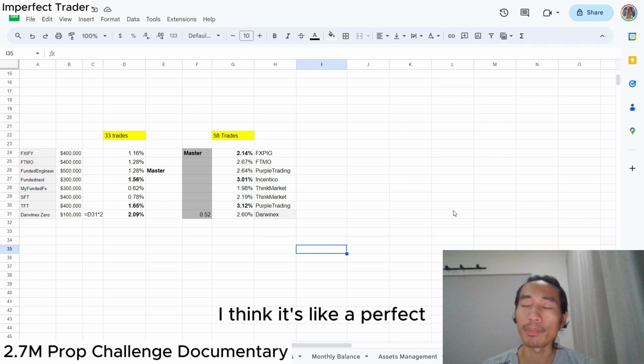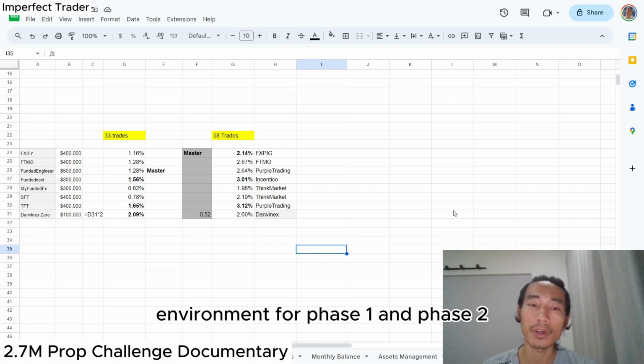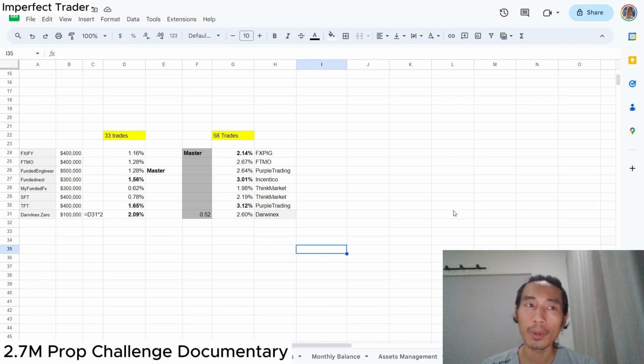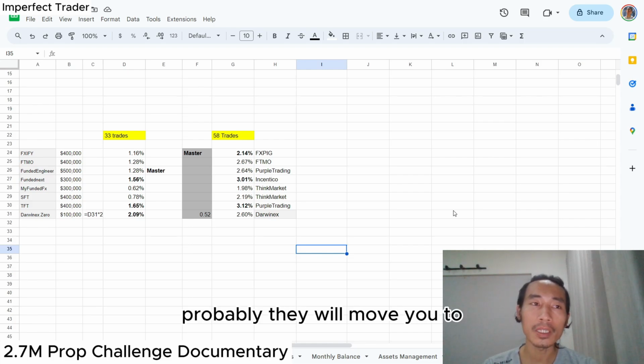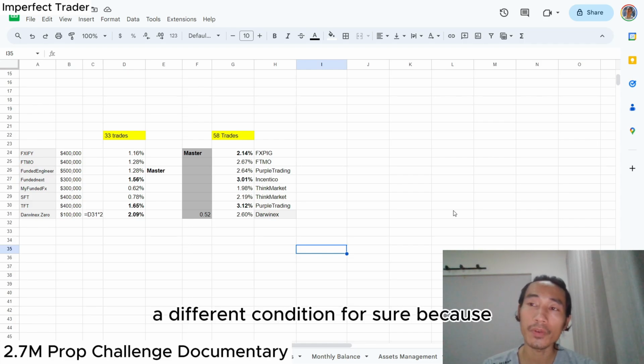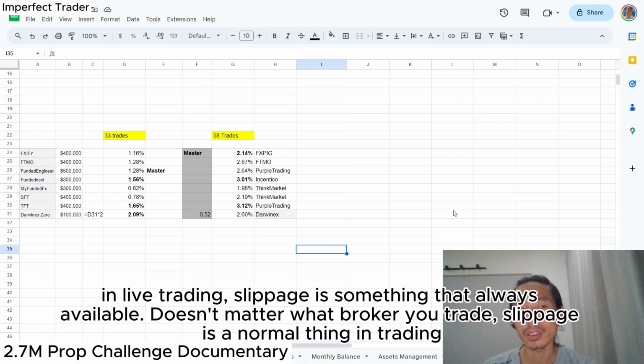I think it's a perfect environment for phase 1 and phase 2. But on the funding phase, they will probably move you to a different condition for sure, because in live trading, slippage is something that is always there. It doesn't matter what broker you trade with, slippage is a normal thing in trading.